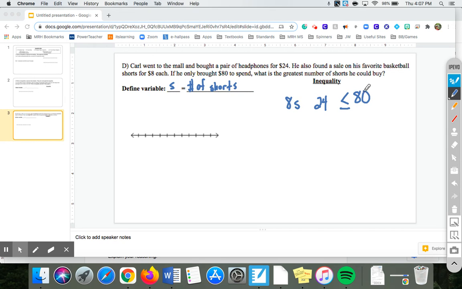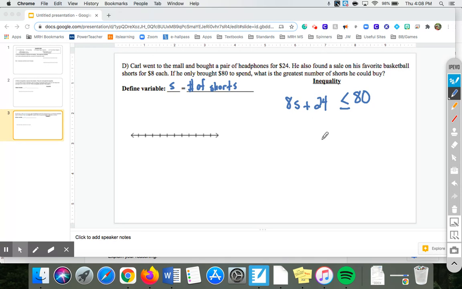So now you've got to think, if he's trying to spend less than or equal to $80, and the left side represents him spending money, if he's spending money on shorts and he's spending money on headphones, what do we do with those two costs to figure out our total cost? Well, we would be adding them. So I add those two costs together, and this would be my inequality that represents the situation. That's where I'm saying $8 multiplied by the number of shorts plus the $24 that he spent on the one pair of headphones must be less than or equal to the $80 that he has to spend.